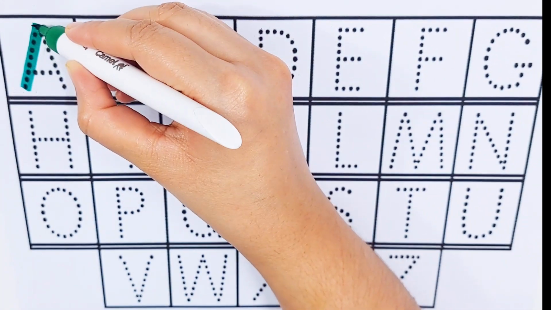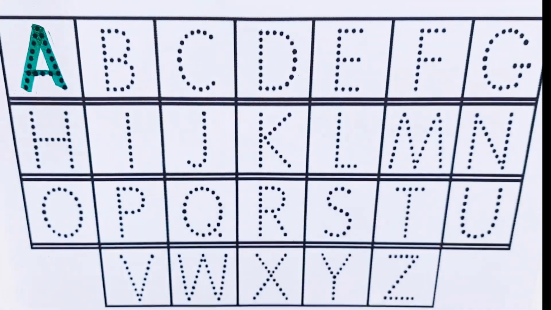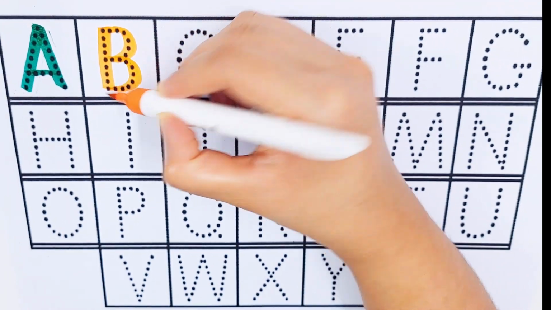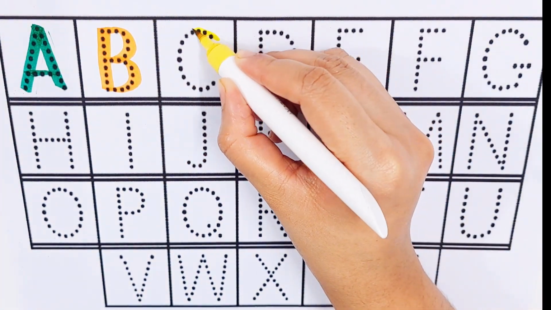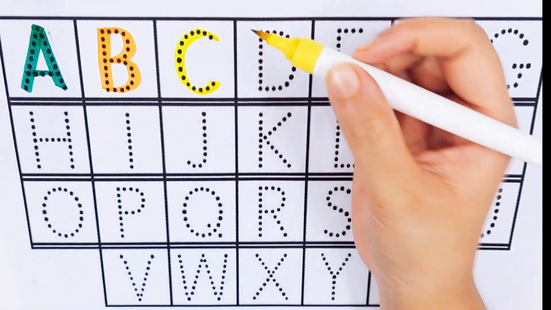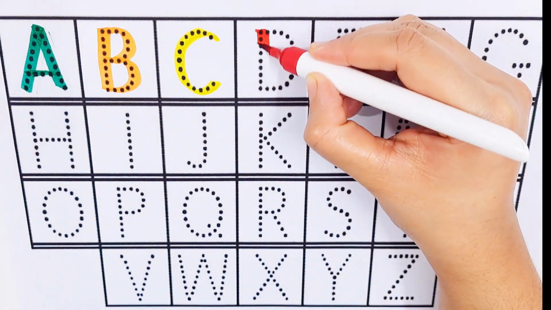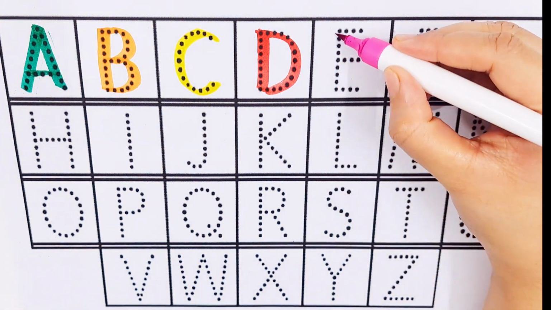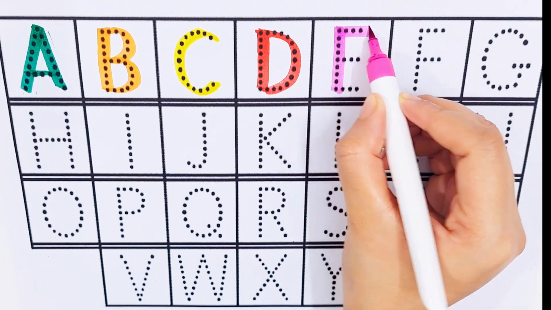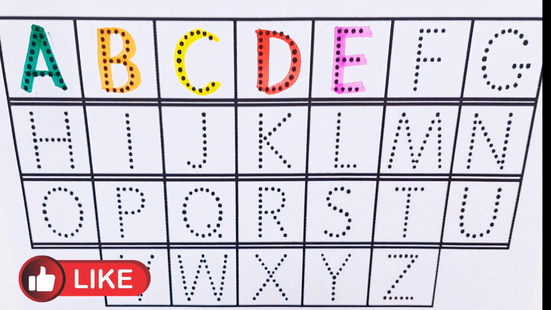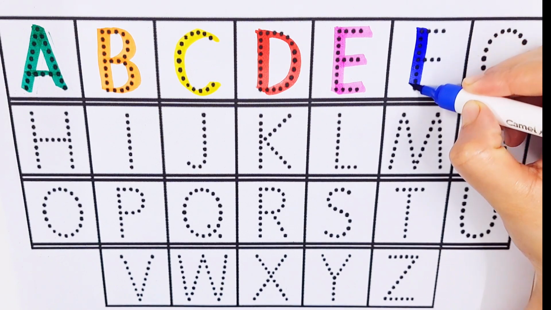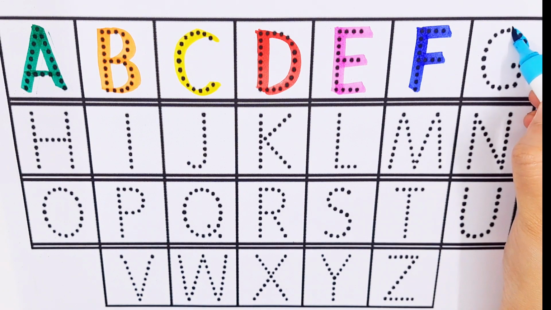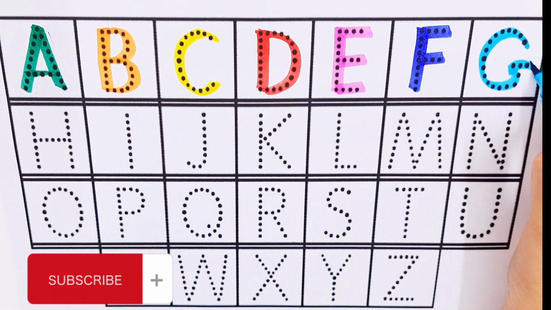A. A for arrow. B. B for bird. C. C for cat. D. D for duck. E. E for elephant. F. F for fruits. G. G for goat.